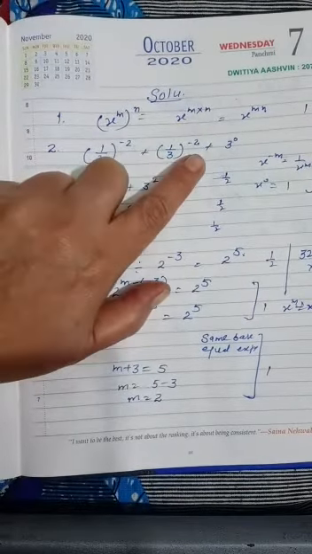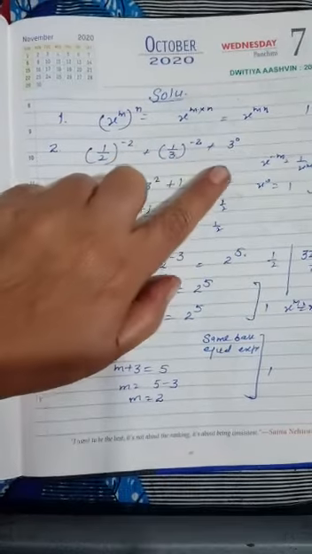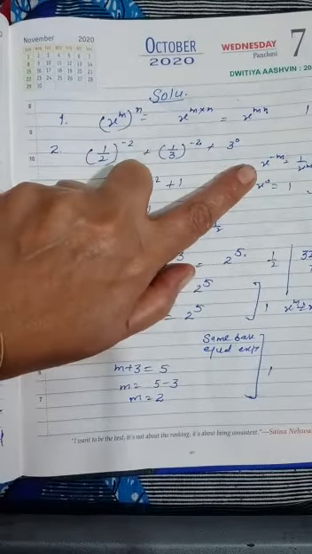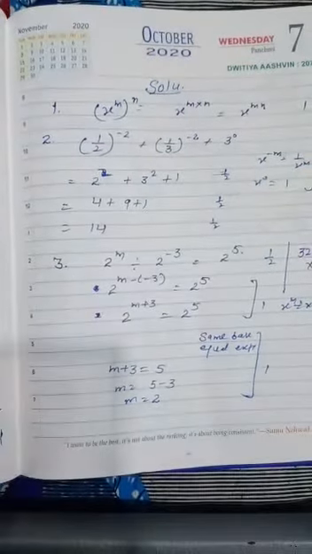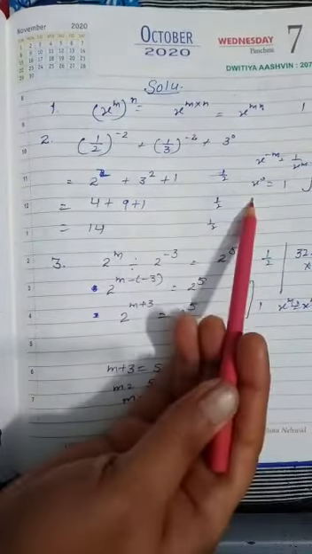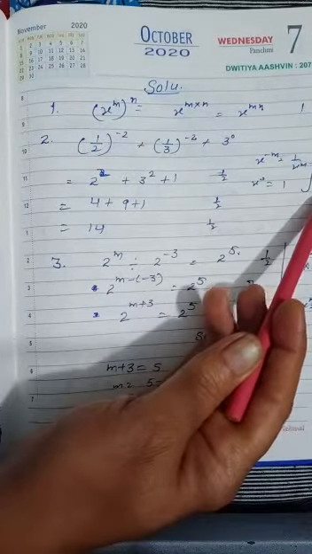the power minus 2 plus 3 to the power 0. Okay, here two laws will be implemented, that is x to the power minus m is equal to 1 upon x to the power m, and the second law will be x to the power 0 that is equal to 1. So writing the law, that marks is half.